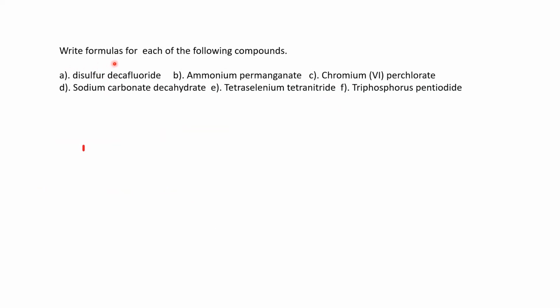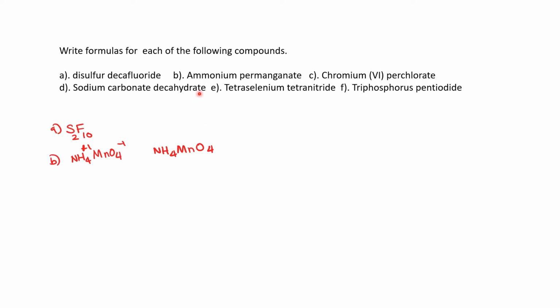Write formulas for each of the following compounds. Let's go to part A, disulfur decafluoride. So naming covalent compounds is the easiest because you are given your prefixes. Disulfur means you have 2 sulfur, and decafluoride means you have 10 fluorine atoms.